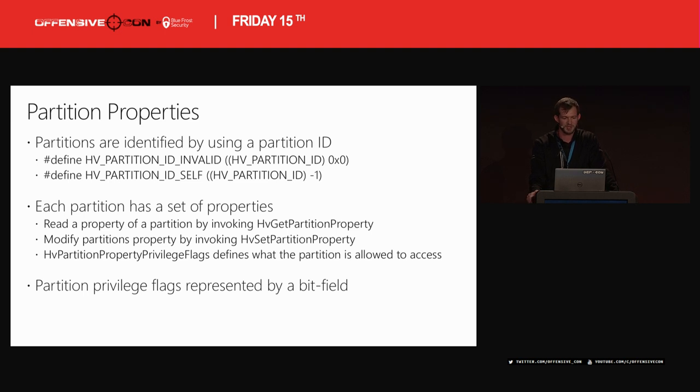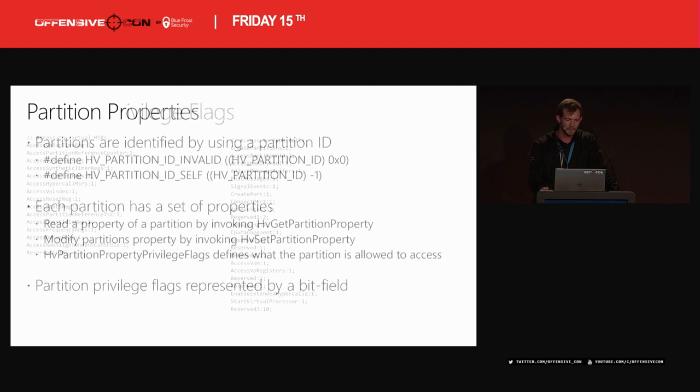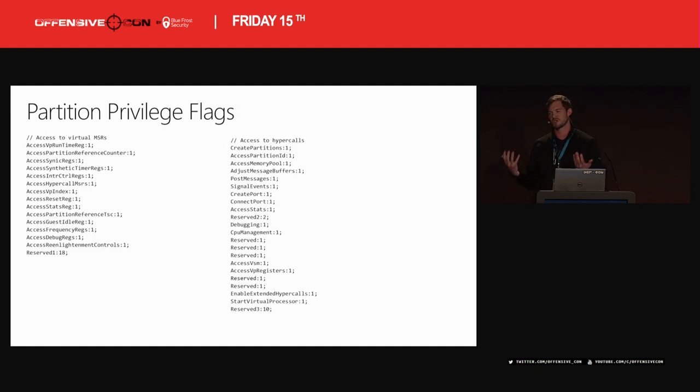Each partition is going to have a set of properties, and you can query them, you can modify them. But the ones we really care about are these privilege flags, and they're represented by a bit field. These are all possible privileges that a partition can have. They're documented in the TLFS, so I'm not going to go through each one. But I think the key point to understand here is, what are the default privileges you have on a child partition, and what's the default for a root?